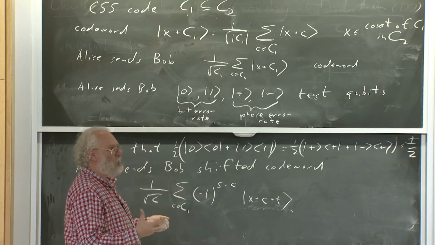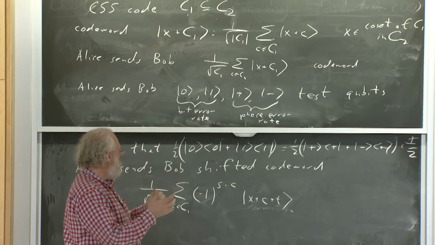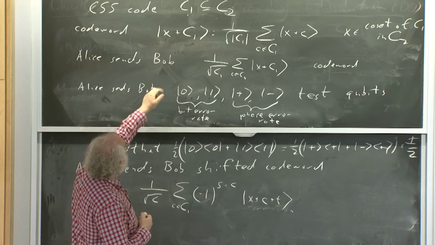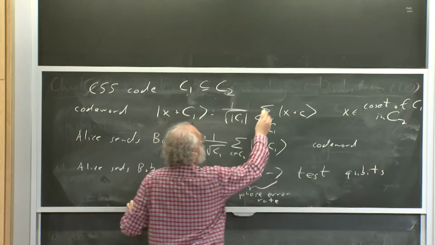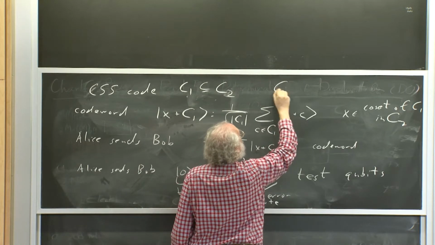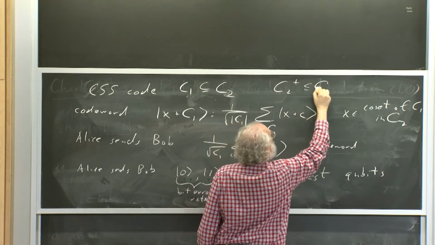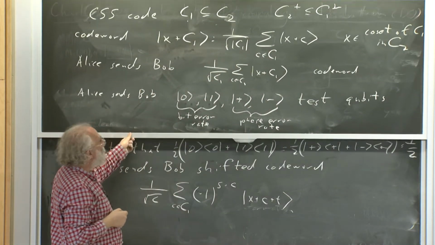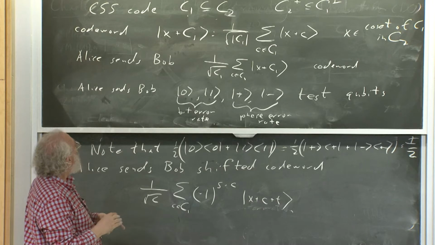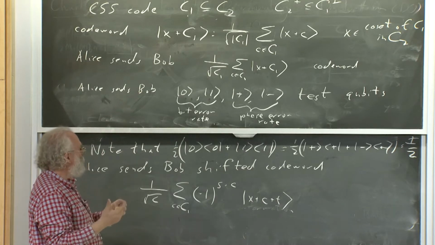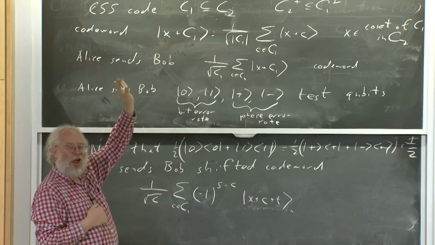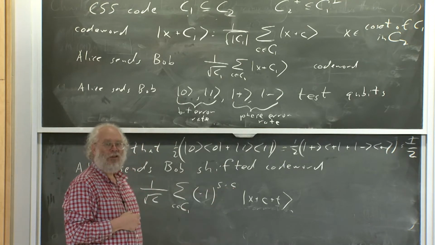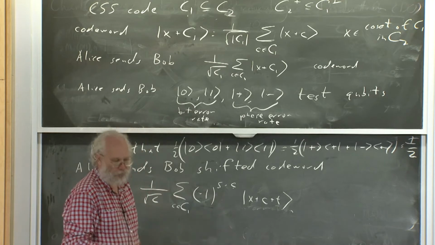remember the quantum error correcting codes. If you took the Hadamard of them, they turned into another quantum error correcting code with C2 dual contained in C1 dual. And if you do that, you find a shift in the Hadamarded code corresponds to a minus 1 to the s dot c in the original code.